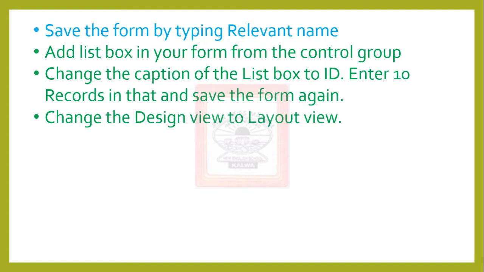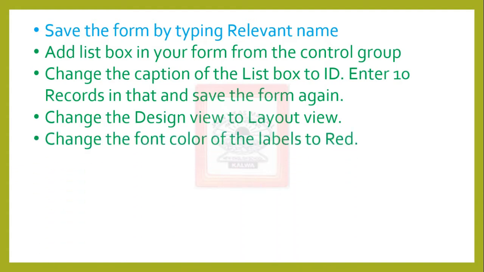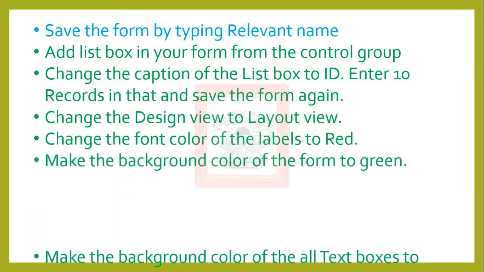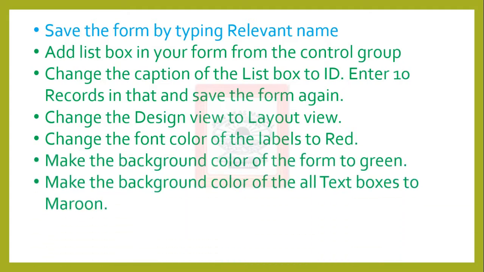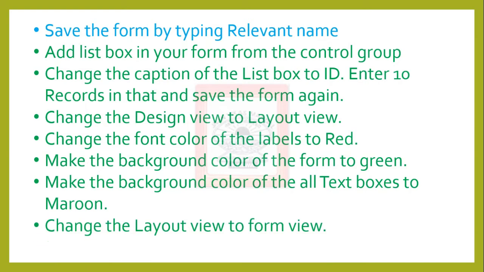Now we have to change the design view to layout view, and in that we have to change the font color of the labels to red. Then the background color of the text boxes will change, and we'll change the layout view to form view. So all these things we will do. Even in the design view and layout view, both places we can do the formatting. Then we have to save the form. So let's see all these steps today.